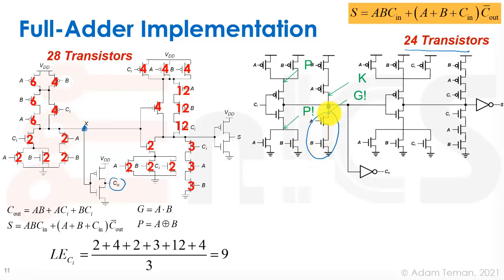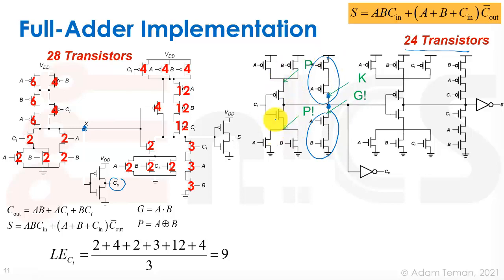If A and B are both 1, it will pull down this. So that is actually generate. A equals 1, B equals 1 is generate. So it's generate bar. Okay. Corollarily, if both A and B are 0, which is our kill state, what happens is that this is 1. So kill is actually this node, because of these two transistors.